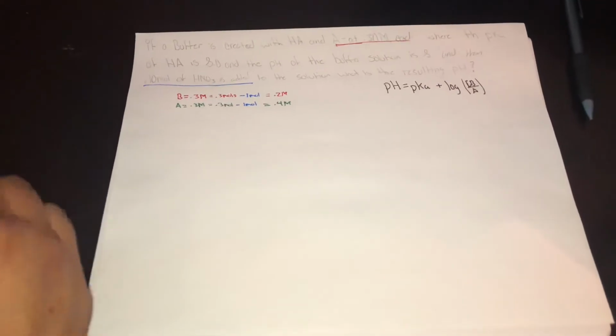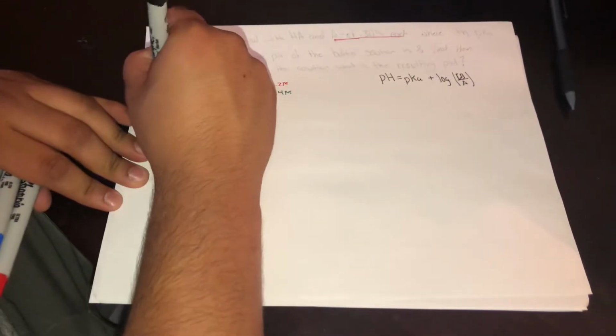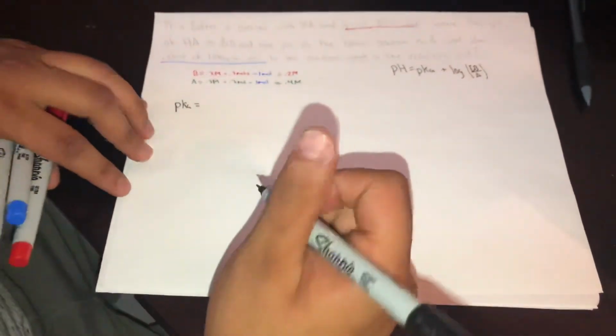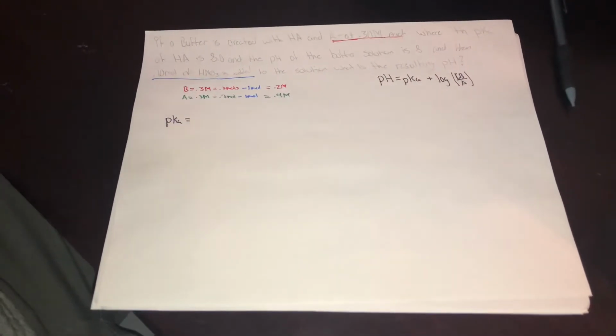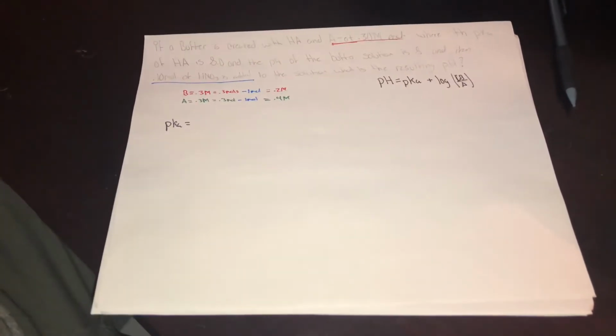So now it also gives us a pKa, which is 8 right here. So given to us is the conjugate base, the acid, and the pKa. So the formula that we need to use in order to solve this is pH equals pKa plus log of conjugate base over acid. Since we already have all the values we need for the formula, all we have to do is just plug it in.